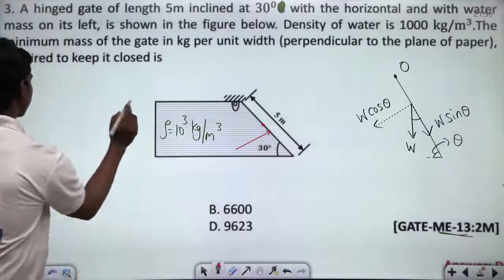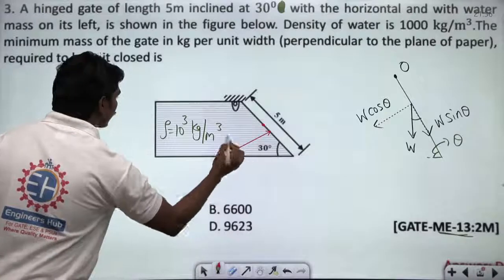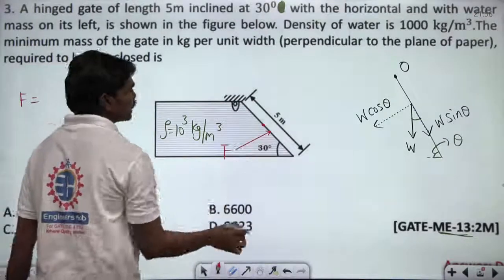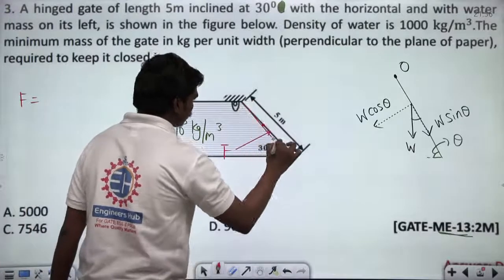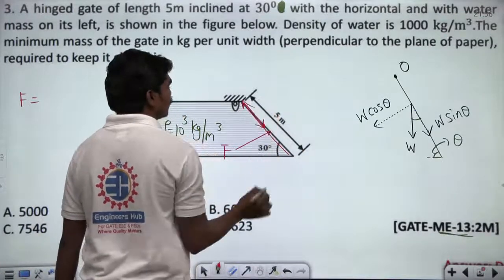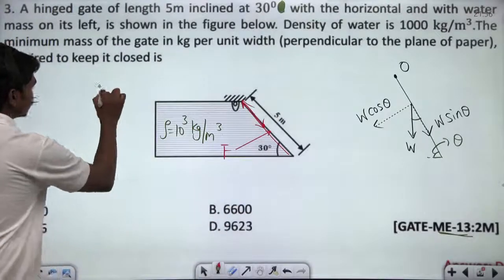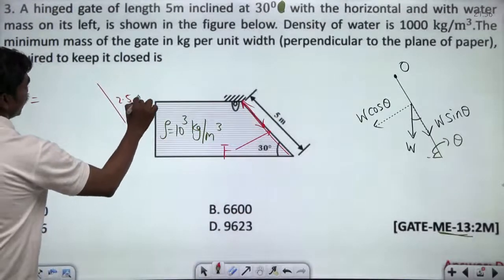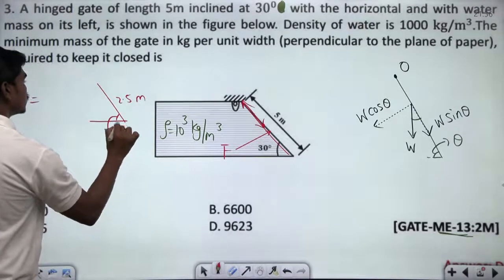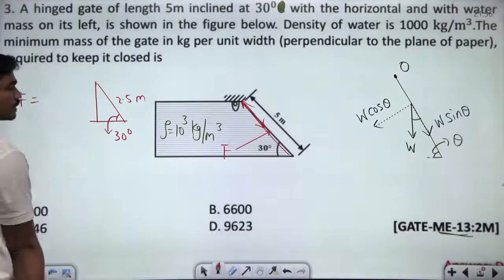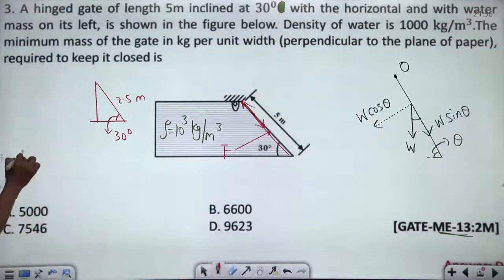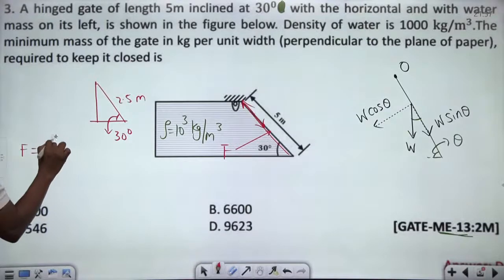So I want to know what is the total pressure force that is acting. F is equal to rho g A h bar. Look, this is 30 degrees, and if this is the plate of length 5 meters, then this length from the hinge to the centroid is 2.5 meters. So see carefully, this is 2.5 meters and this angle is 30. So can I easily identify what is this vertical height of the centroid, or basically the vertical depth of this centroid? So if I identify that, F is equal to rho g.